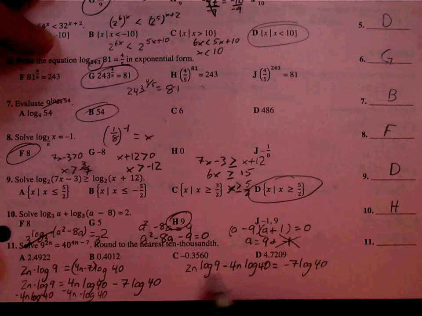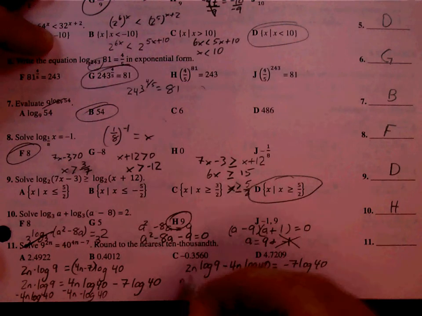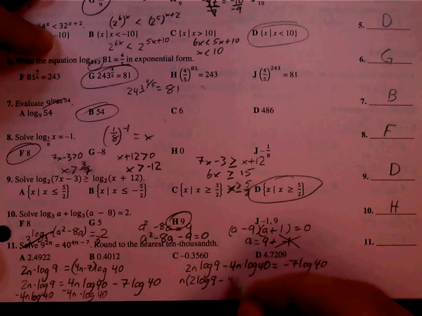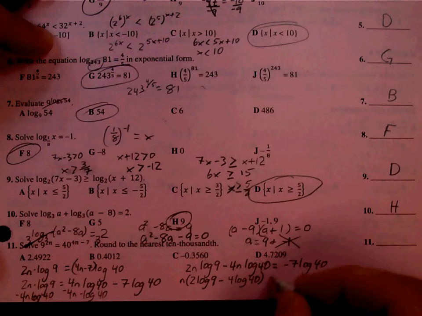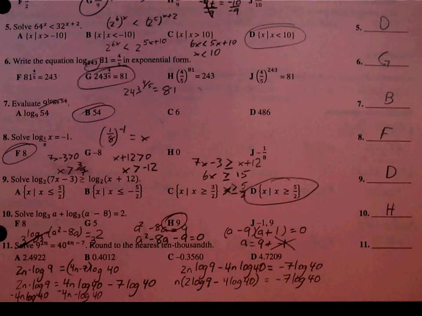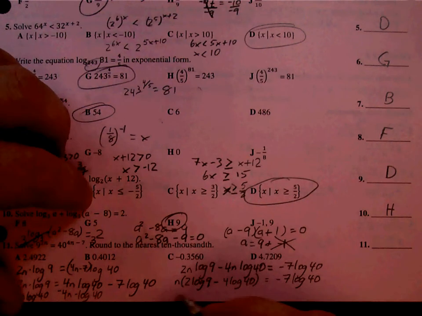Okay, now I want to factor out the n because I'm really trying to get n by itself. So I end up with 2 log of 9 minus 4 log of 40 equals negative 7 log of 40. I can condense this together into just one single log. That might make the problem a little bit easier, especially since I'm running out of room.